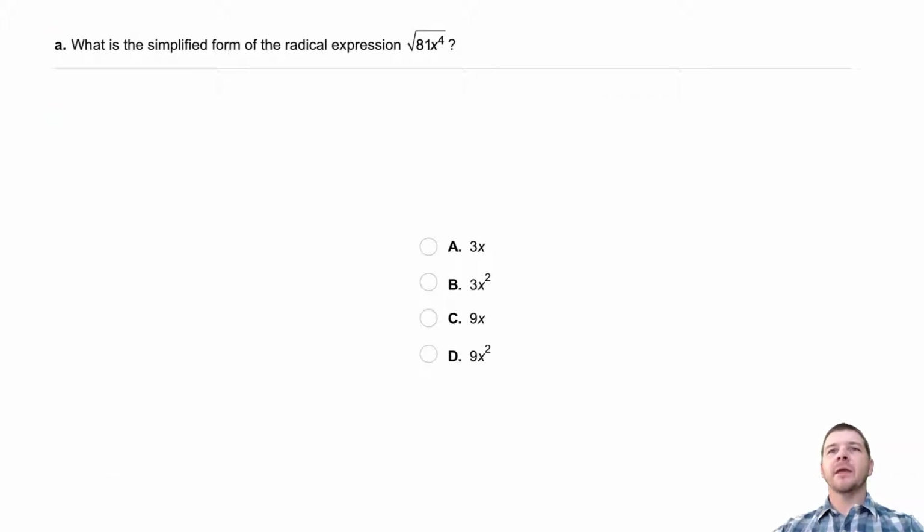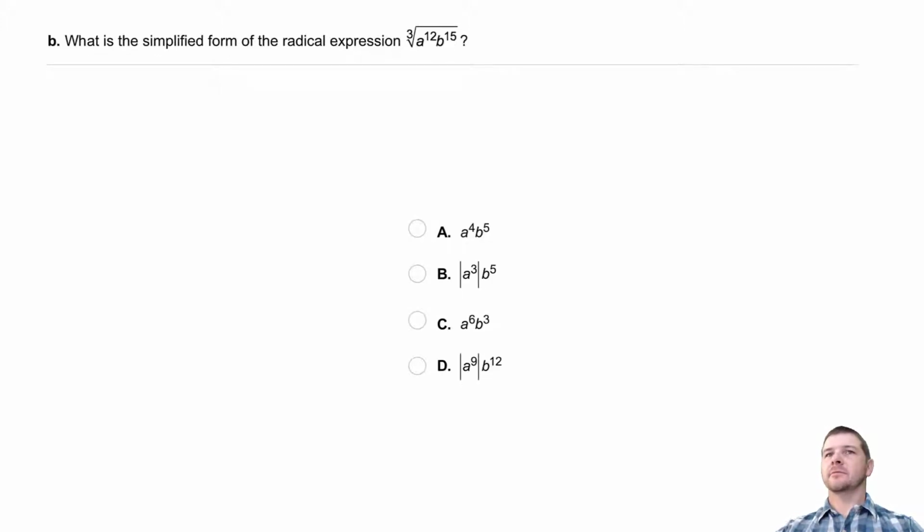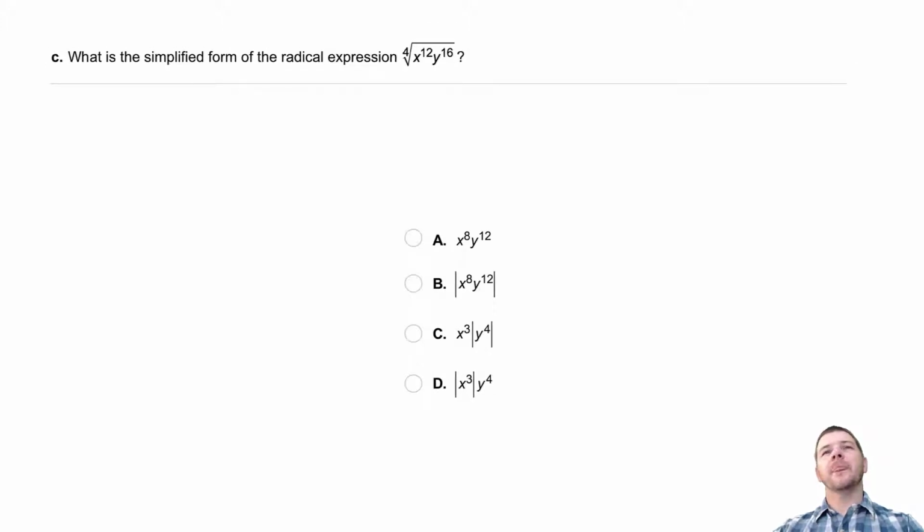Your turn, Part A. What is the simplified form of the radical expression, the square root of 81x to the 4th power? Part B. What is the simplified form of the radical expression, the cube root of a to the 12th b to the 15th? Part C. What is the simplified form of the radical expression, the 4th root of x to the 12th y to the 16th power?